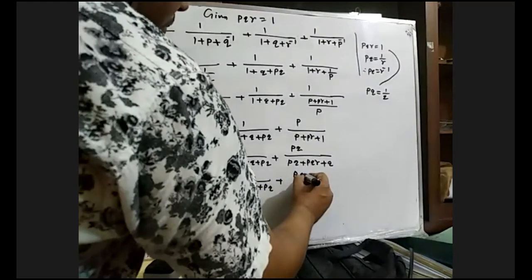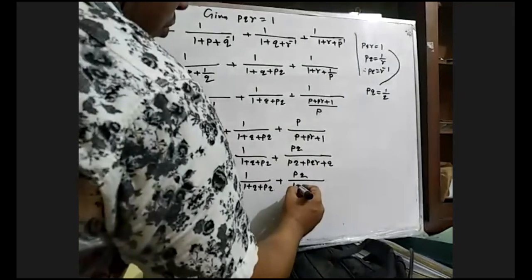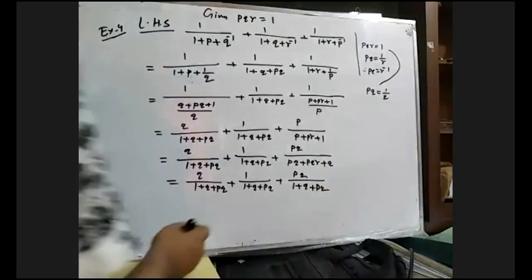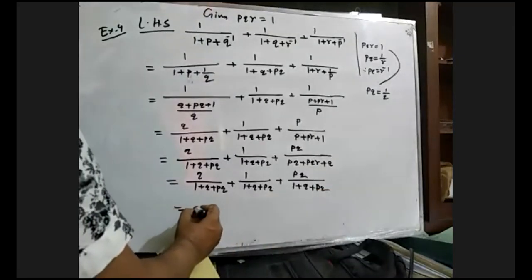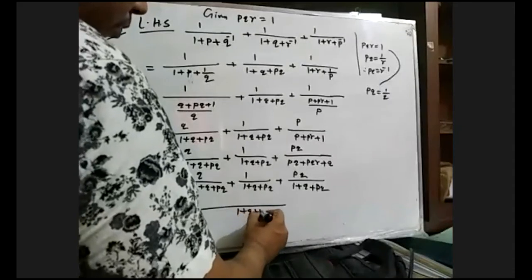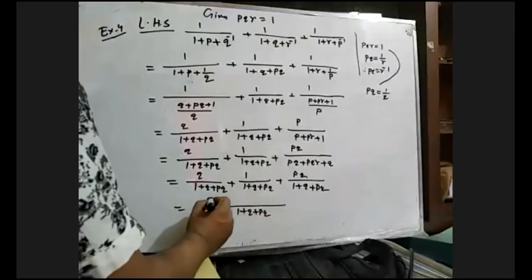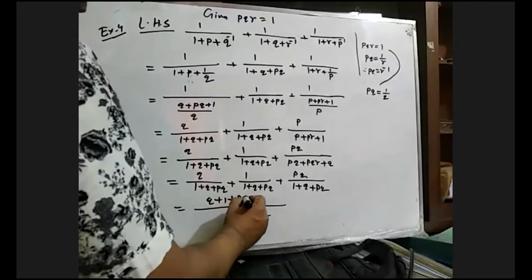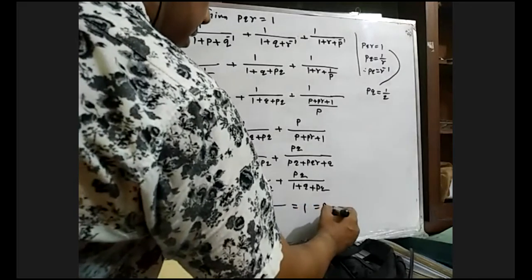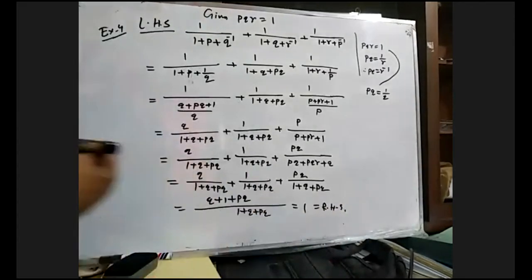PQ divided by, PQR means what? PQR equals to given 1. So this 1 and this Q and this PQ. Okay. So all denominators are same. So just taking LCM, we get Q plus 1 plus PQ. This and this are actually same. So we get 1. This is the right hand side. Very easy for you.